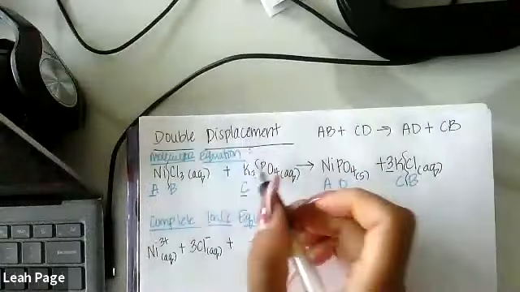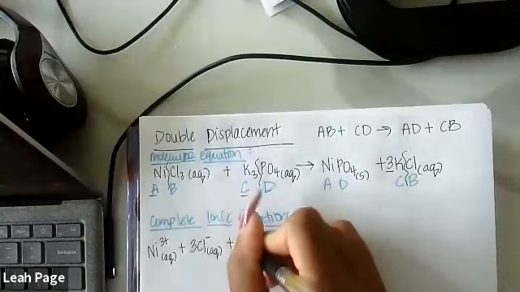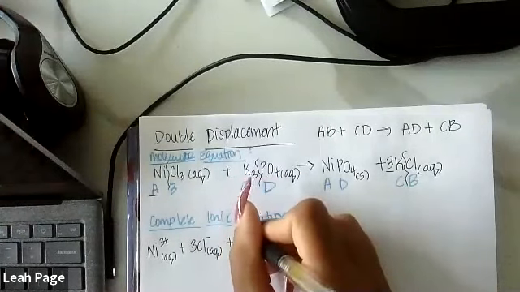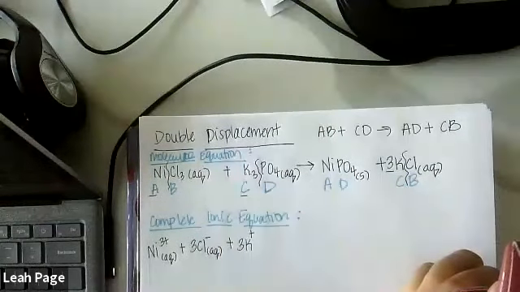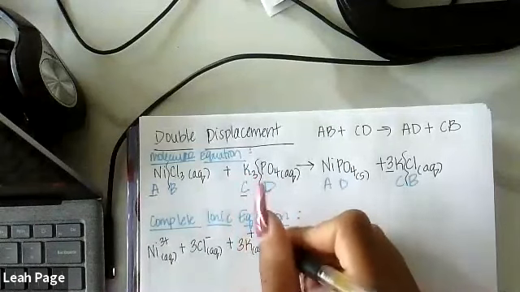Plus, I'm still breaking this apart. It has (aq) next to it. I now have 3 potassium ions. The 3 potassium ions, potassium's in group 1. It has a +1 charge. I stick (aq) next to it.